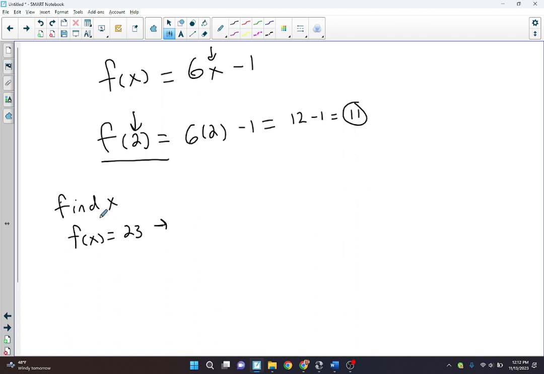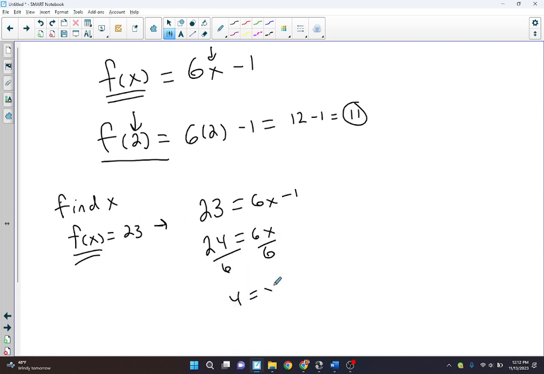Over here, find x when f of x equals 23. This one's a little different. I want my result to be 23. So f of x equals 23, so I replace f of x with the number. So 23 equals 6x minus 1. Plus 1 on both sides, 24 equals 6x. Divided by 6 on both sides, 4 equals x.